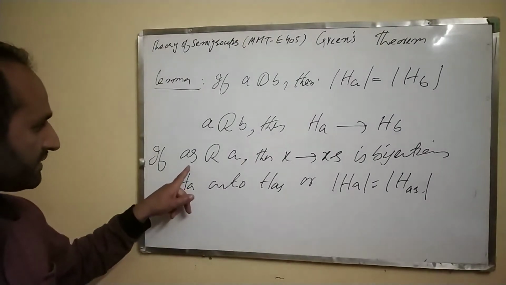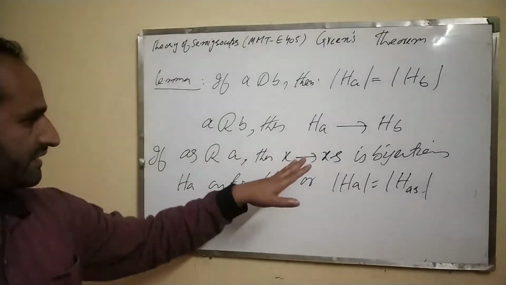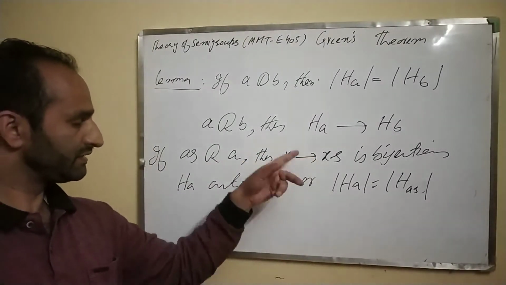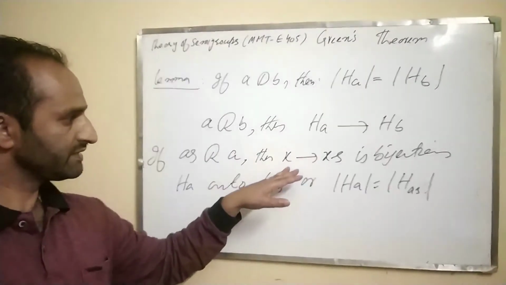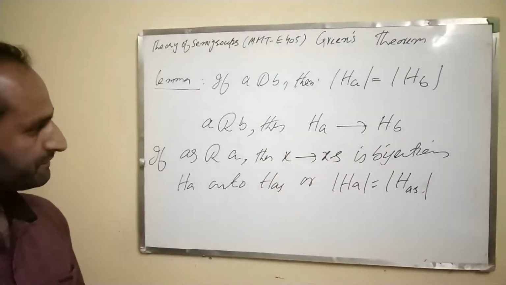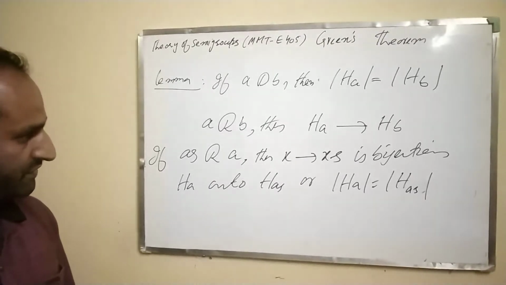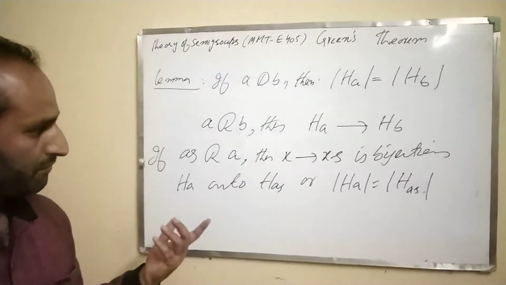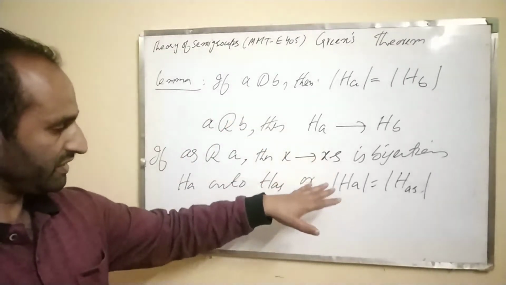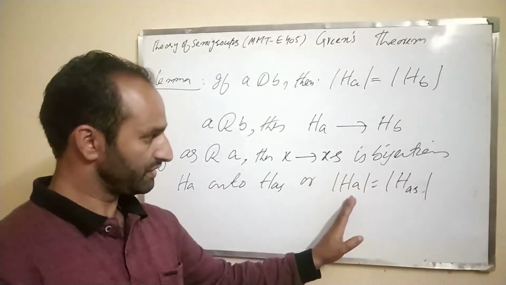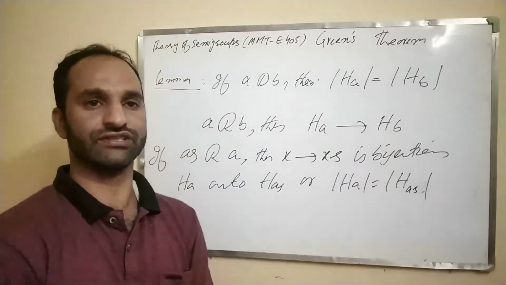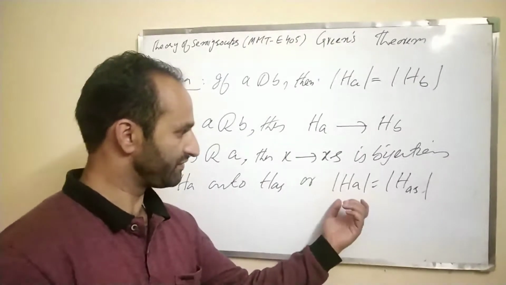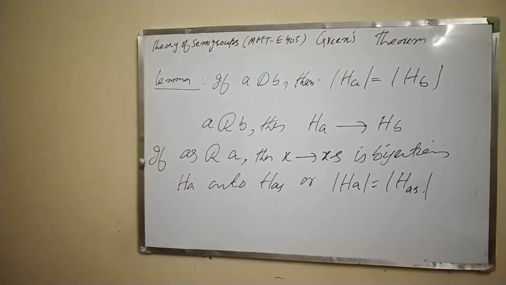So if AS is R-related to A, then there is a bijection which we define by rho S of X equal to XS, and when we restrict that map to HA, it will give the bijection from the H class of A onto the H class of AS. In other words, the cardinality of HA is the same as the cardinality of HAS.